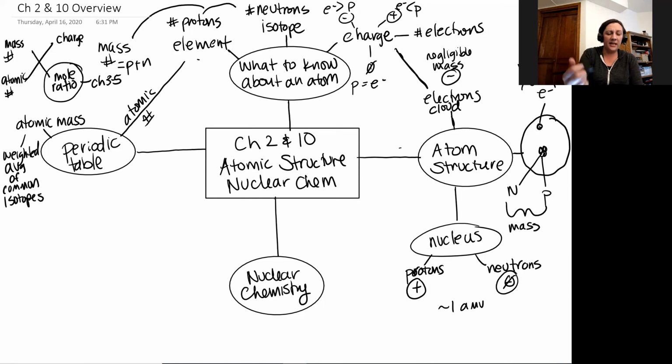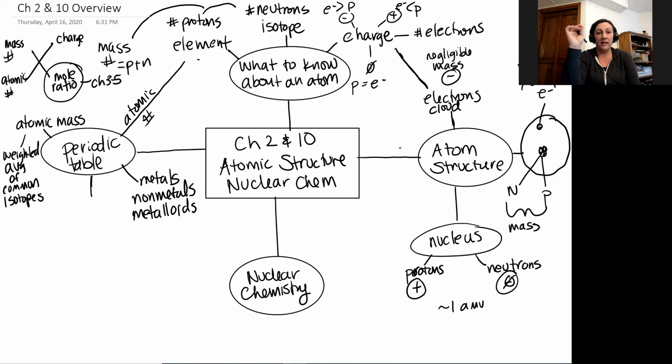The periodic table, I would also like everyone to be able to navigate somewhat. This is going to be knowing the difference between metals, nonmetals, and metalloids on the periodic table, just being able to look at where an element is located and determine if it's a metal or nonmetal. That'll be really important when we talk about bonding.